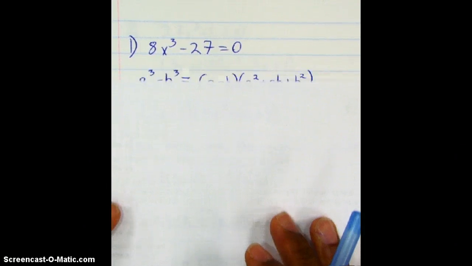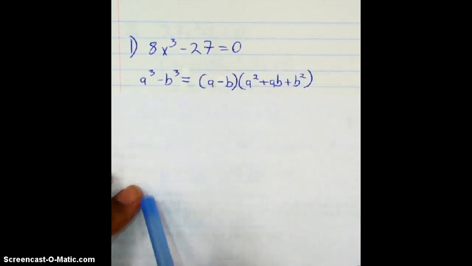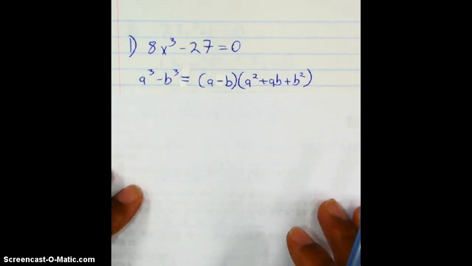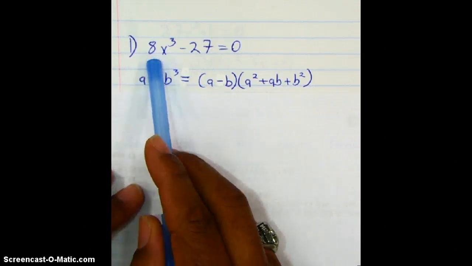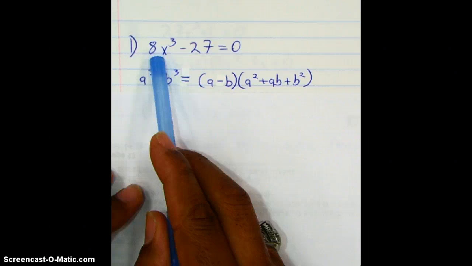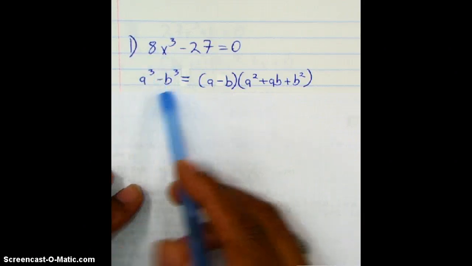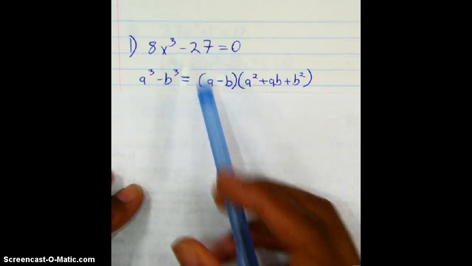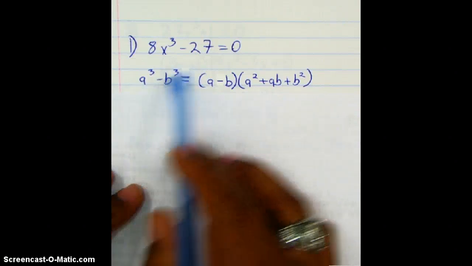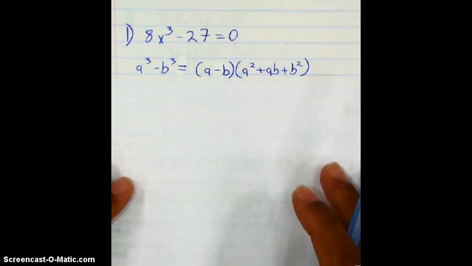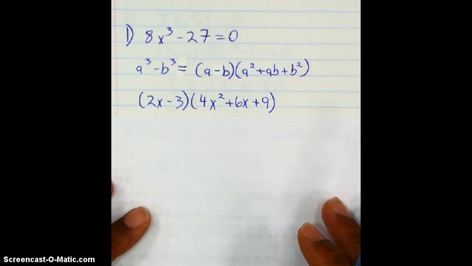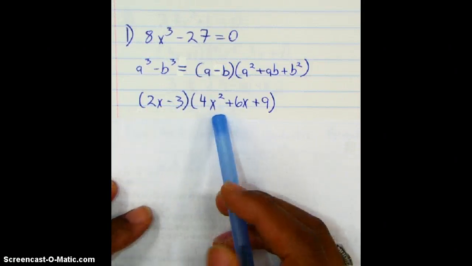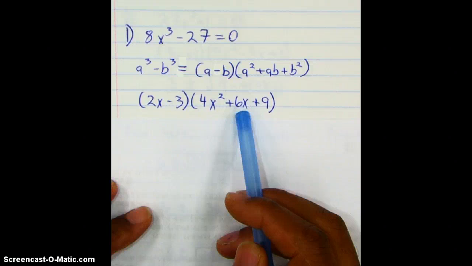Once you recognize that this is a difference of cubes problem, you're going to put it in this form. Again, the a for the 8 is going to be 2 because the cube root of 8 is 2, and the b for the 27 will be 3 because the cube root of 27 is 3. And here's the easy part, putting it in the form. So we have (2x minus 3) in parentheses, and then (4x squared plus 6x plus 9).